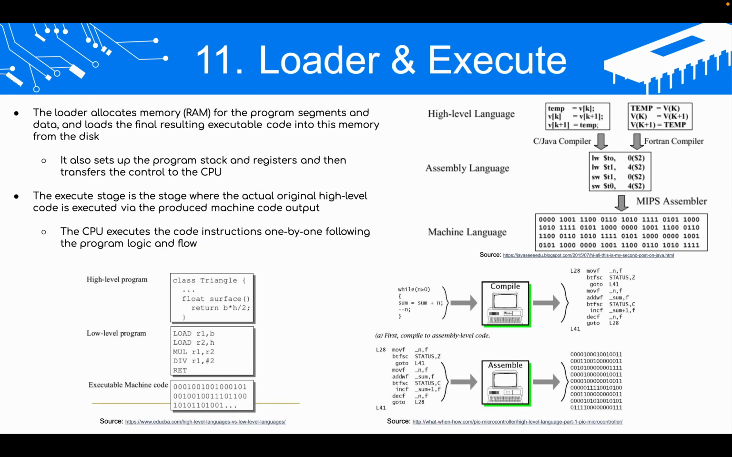Last, we have the loader and the execution stages, where the loader allocates memory for the program segments and data and loads the final resulting executable code into this memory from the disk. It also sets up the program stack and registers and then transfers control to the CPU. And lastly, the execute stage is the stage where the actual original high-level code is executed via the produced machine code output. The CPU executes the code instructions one by one following the program logic.